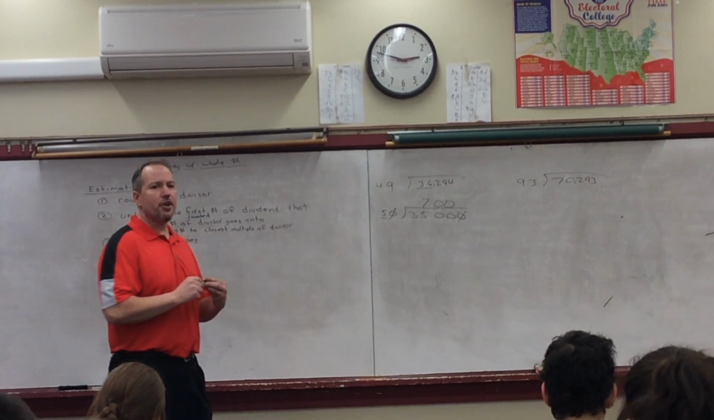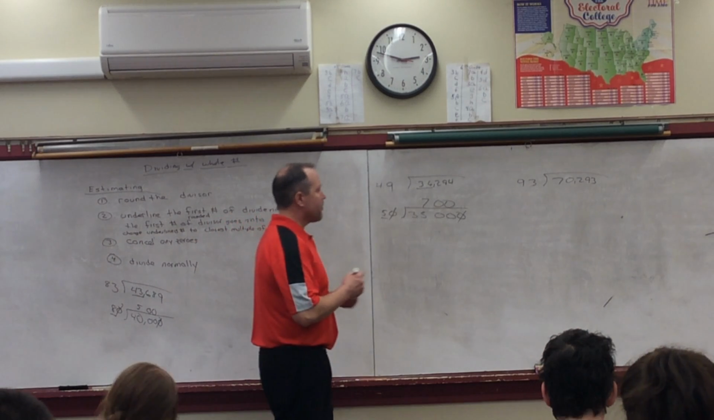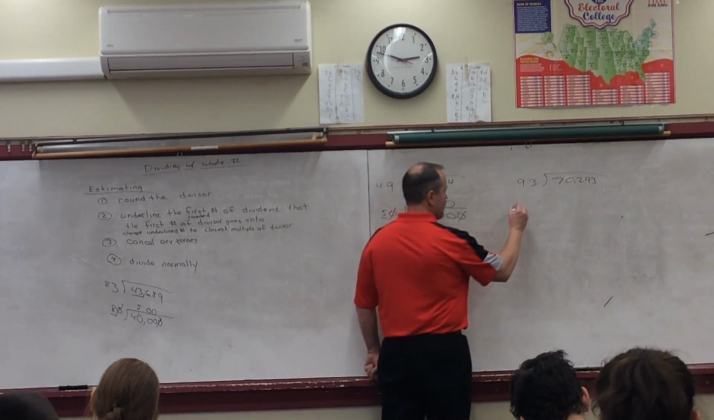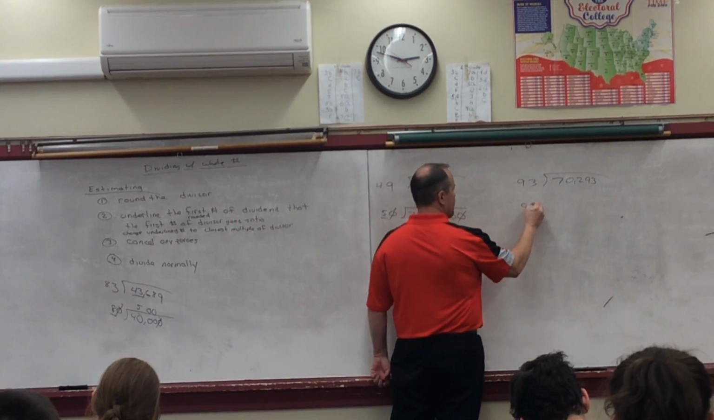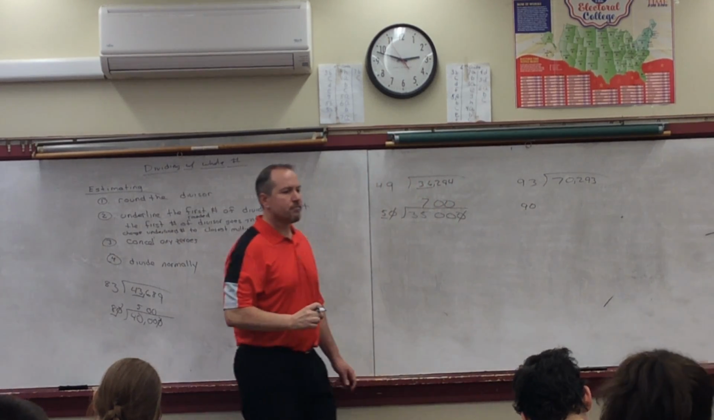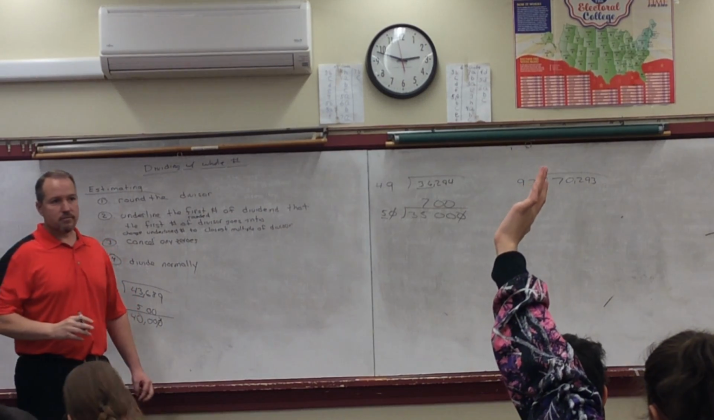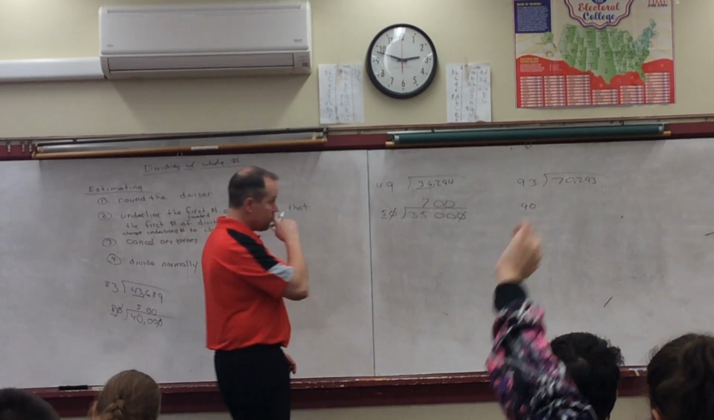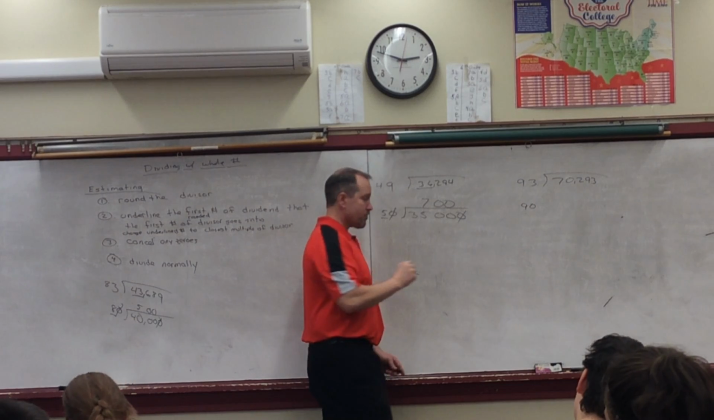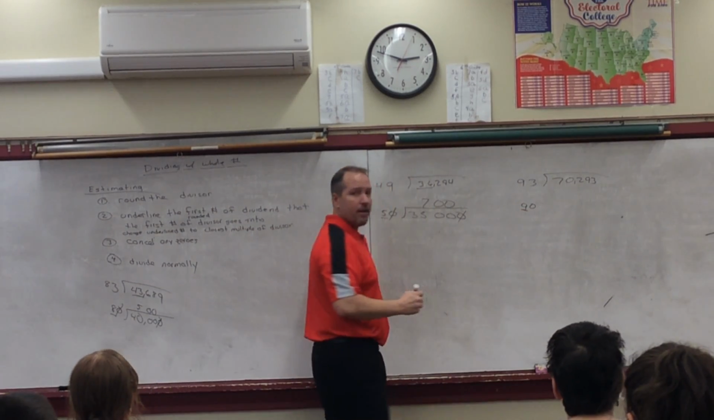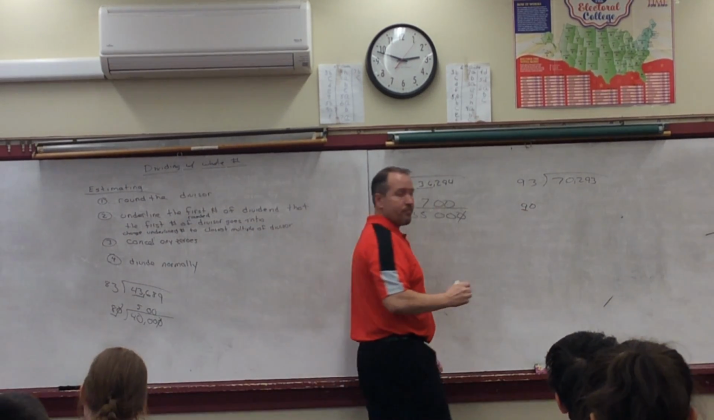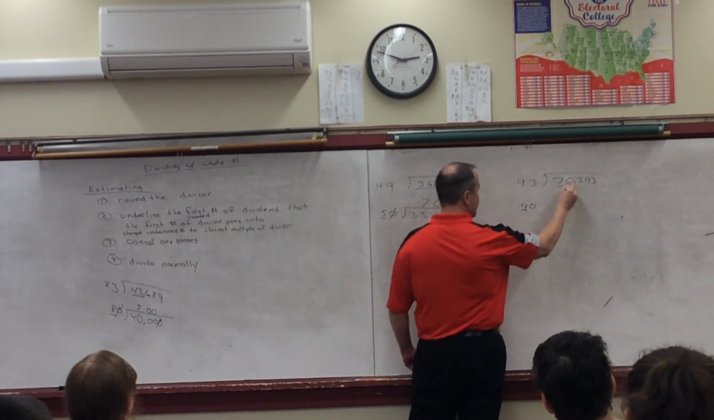So the first thing we're going to do is what? Faith? 2. Next thing we're going to do is what, Finley? Xander: underline the 9, sorry. And? Underline the 70. Okay.